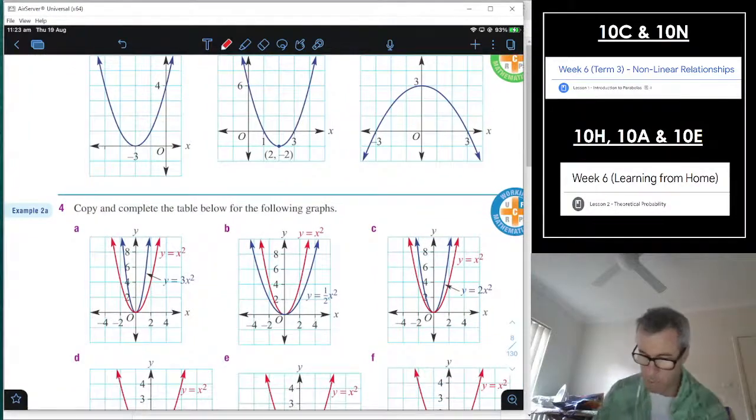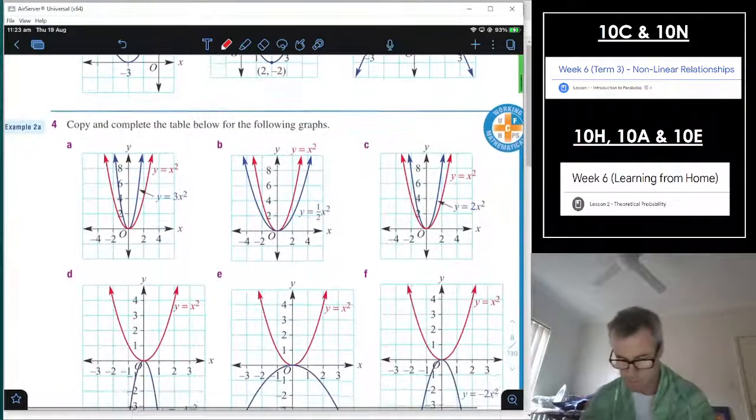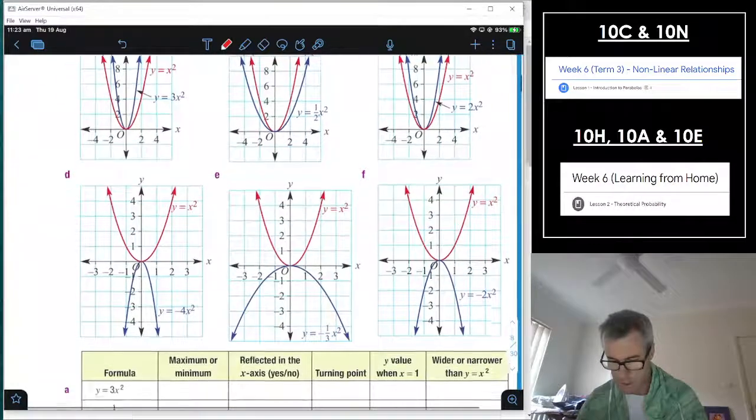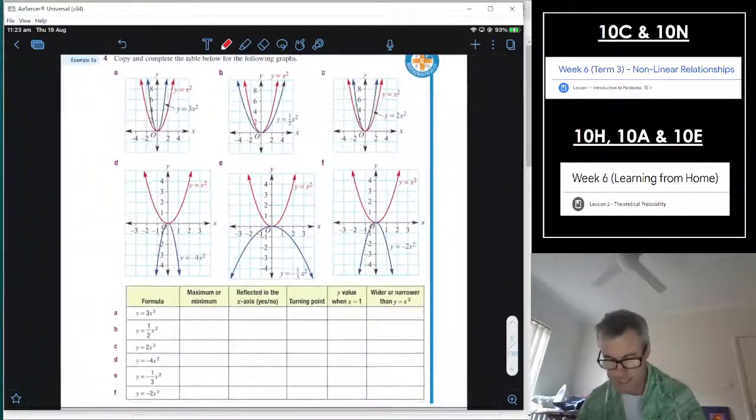Copy and complete the table below for the following graphs. Okay, cool. So there's our table.